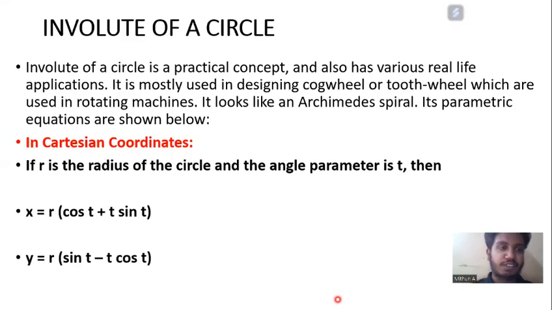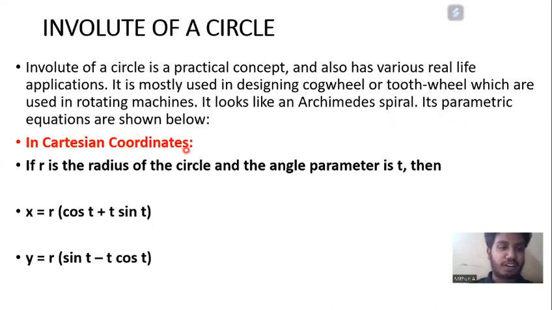So, involute of a circle. Involute of a circle is a practical concept and also has various real life applications. It is mostly used in designing cogwheels or toothed wheels, which are used in rotating machines. It looks like an Archimedes spiral. Its parametric equations are shown below.